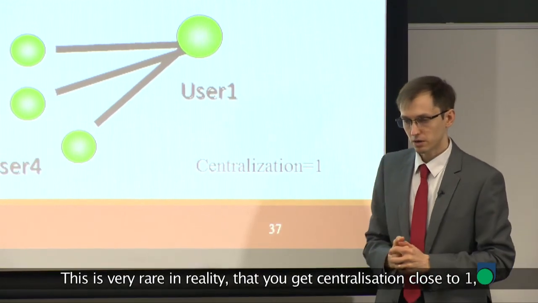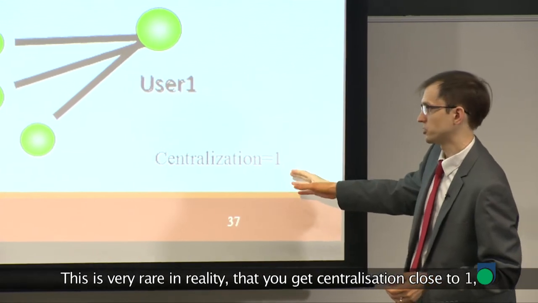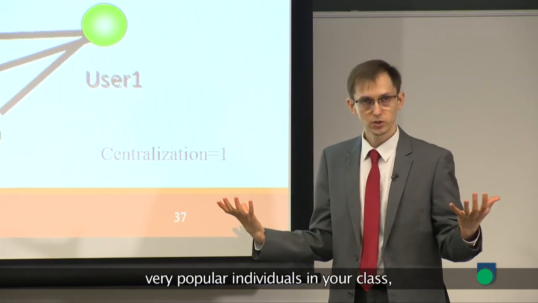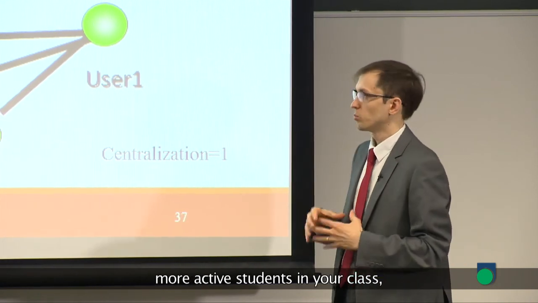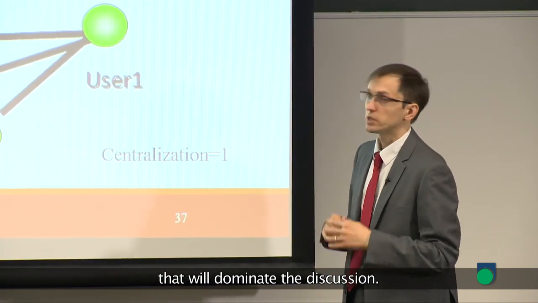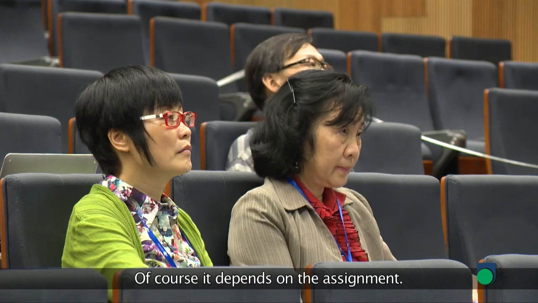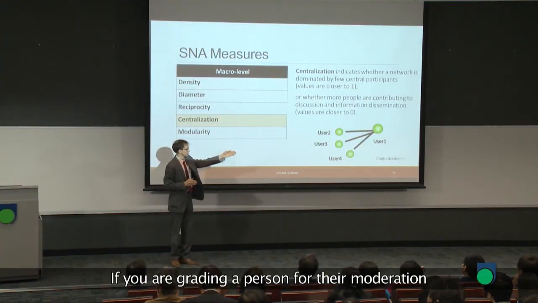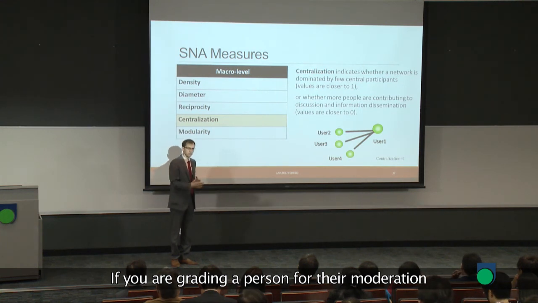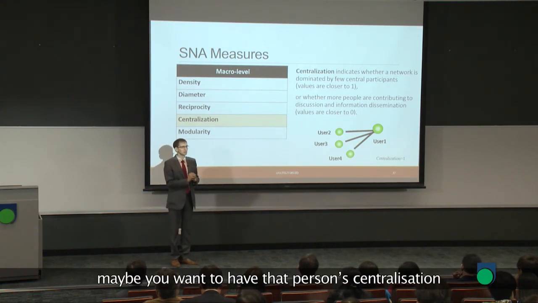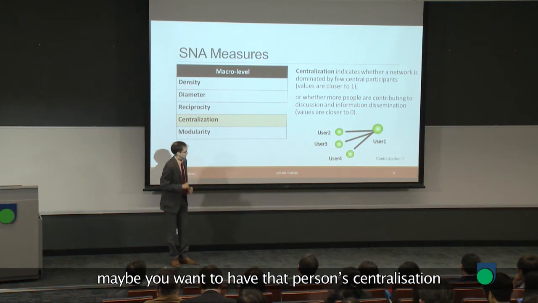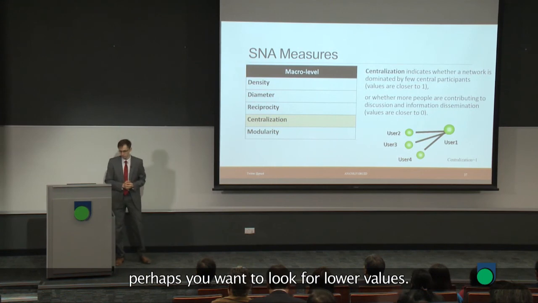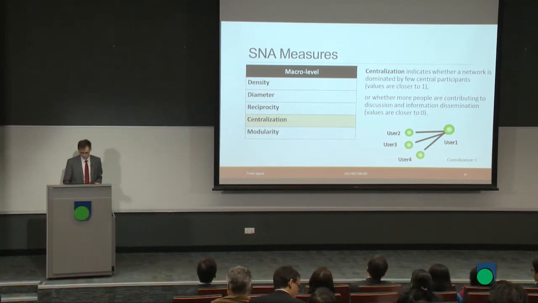This is very rare in reality that you get centralization equal to 1. But there may be fewer individuals, very popular individuals in your class, or more active students in your class that will dominate the discussion. Of course, it depends on the assignment, right? If you're grading a person for their moderation and facilitation of discussions, maybe you want to have that person centralization to go higher. But if it's a general discussion, perhaps you want to look for lower values.